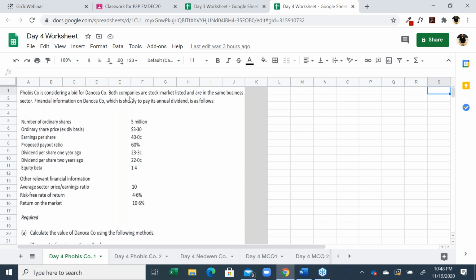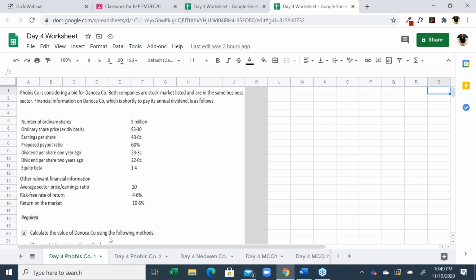Now, it's a very interesting question. Forbes is considering a bid for Denoka company, so definitely it will be looking to value the Denoka company. Since they both are listed companies, it means that Denoka company will already have a stock market price. But still, why we need to find out the value of the company if we already have the price in the market? That's a very interesting scenario. And once we will be discussing it, we will discuss this part as well. But let's first now do some calculations.